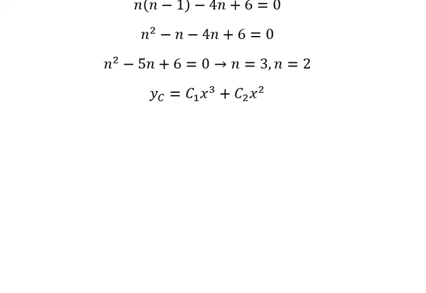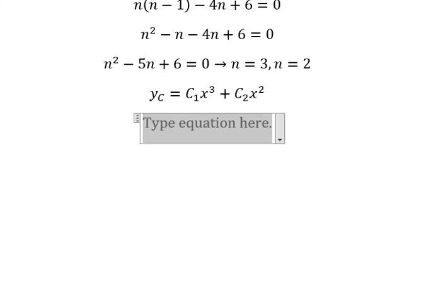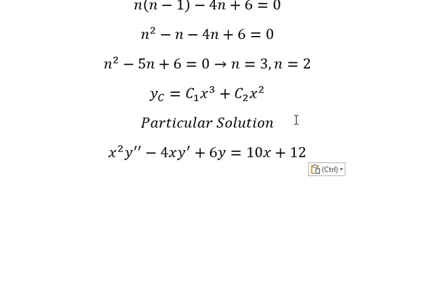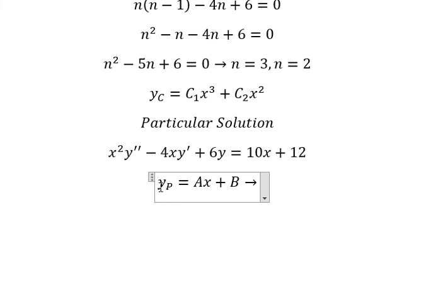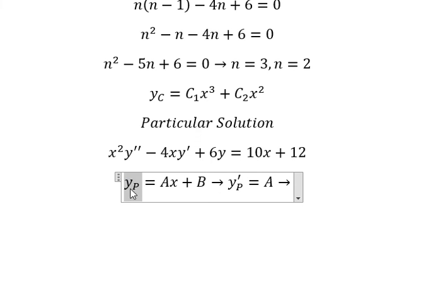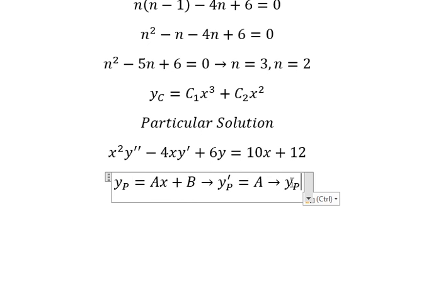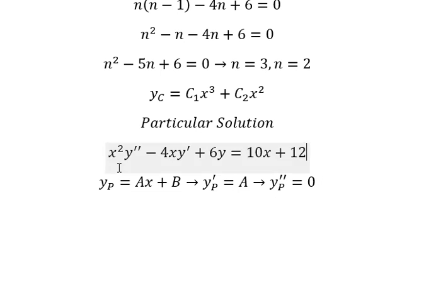So we need to find the particular solution. So we have 10x plus 12. That means y_b equals as plus b. If we do the first derivative of this one, we have a, and if we do the second derivative of this one, we have 0.